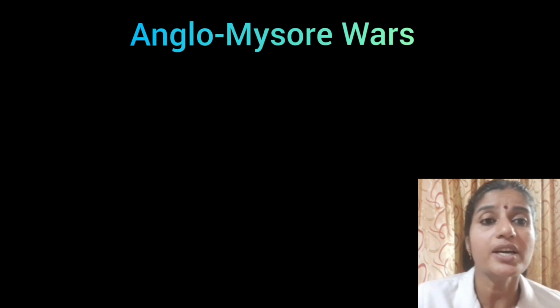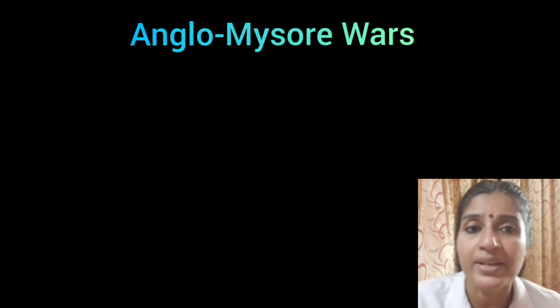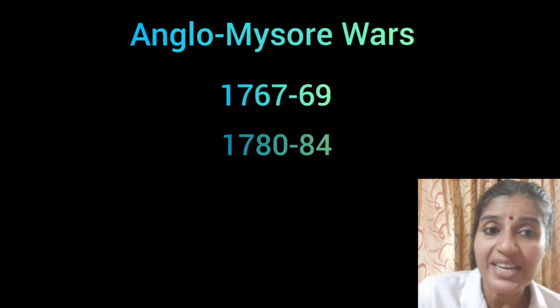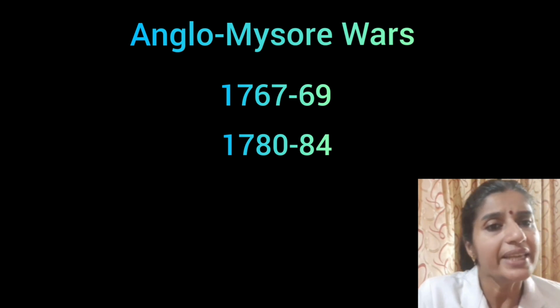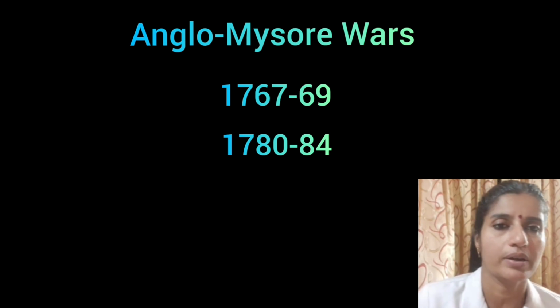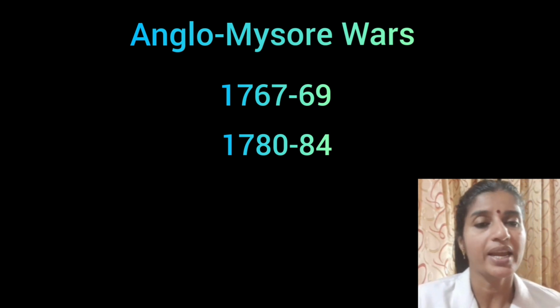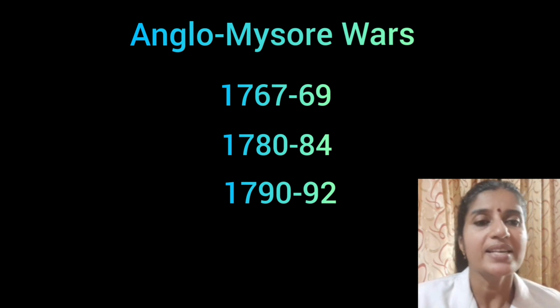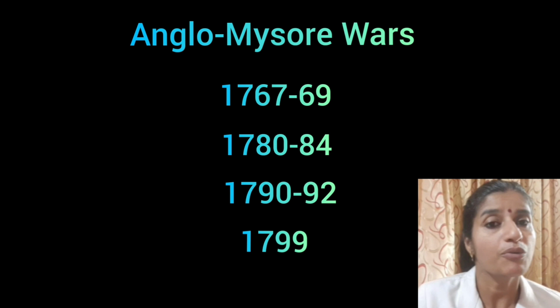So Britishers waged 4 wars with Mysore, that is from 1767 to 69, and 1780 to 84. These 2 wars were fought with Hyder Ali, father of Tipu Sultan. The other wars were between 1790 to 92 and 1799, fought with Tipu. And Tipu Sultan was victorious in the wars initially.